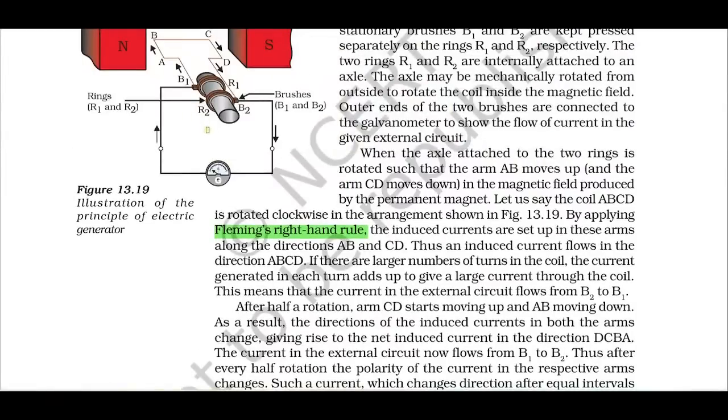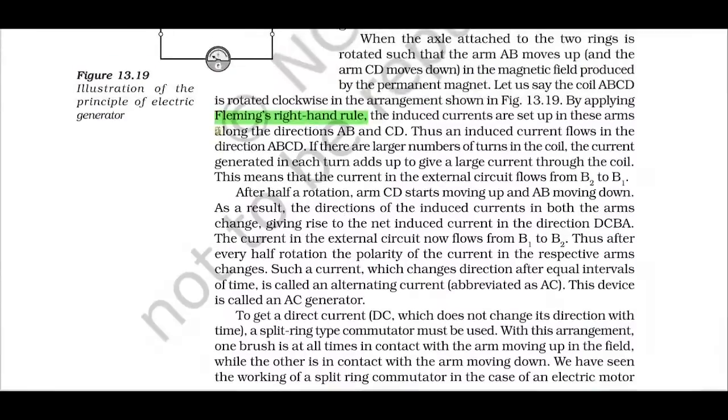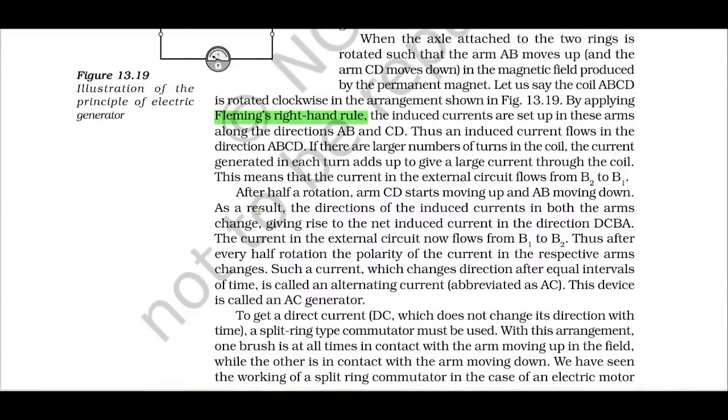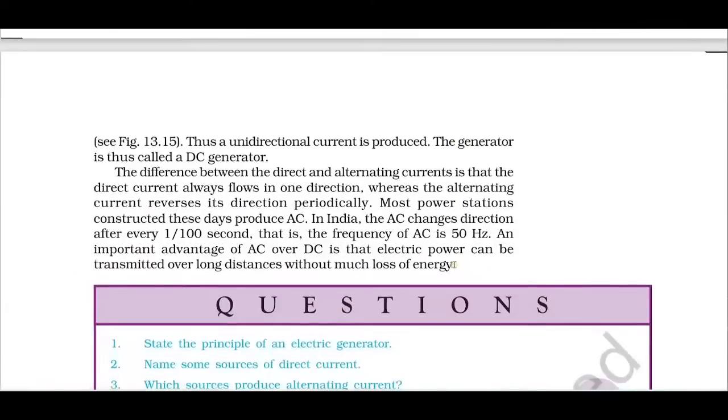So here, if you use a slip ring, AC current is induced. In case you use a split ring, DC current will be induced. AC current, slip rings. DC current, split rings. So the difference between AC and DC current is very important, and also the advantage of AC current over DC is that it can be transported to the longest distance without much loss of energy.